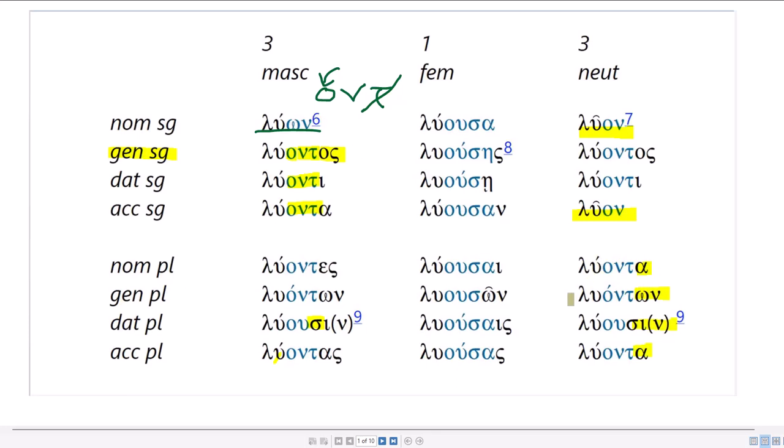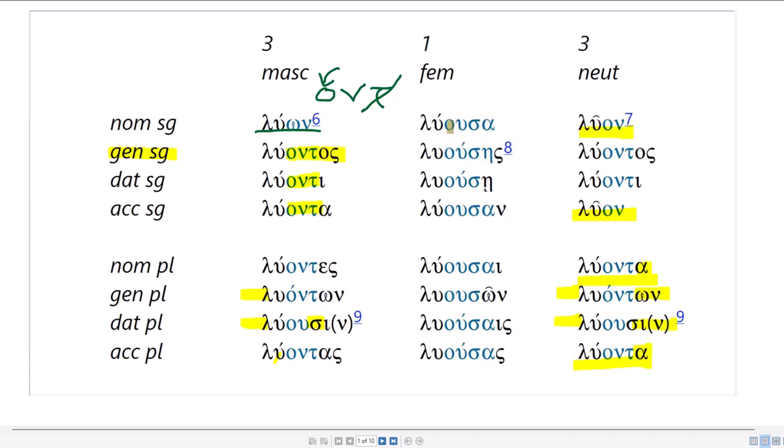And so again, for the neuters, the genitive and the dative are the same as the masculines. And then finally, the accusative is going to be identical to the nominative. So the neuters and the masculines are third declension with a little bit of funkiness up here for the nominative masculine singular. Now the feminines are a little bit of a different story.